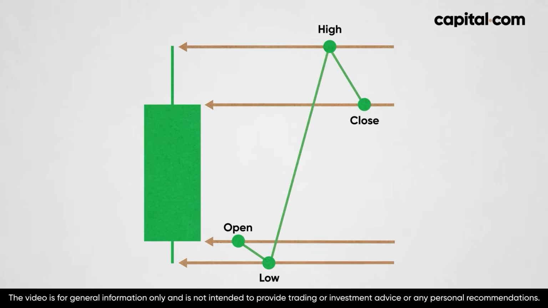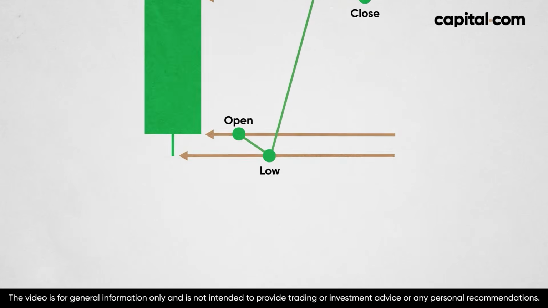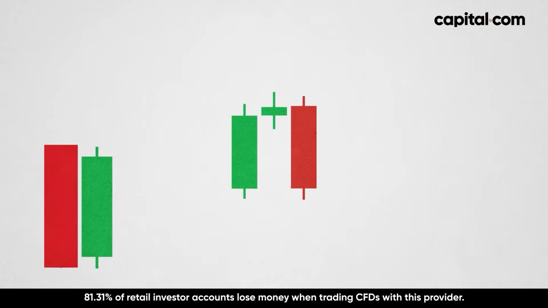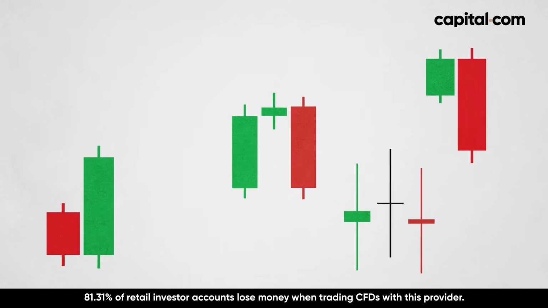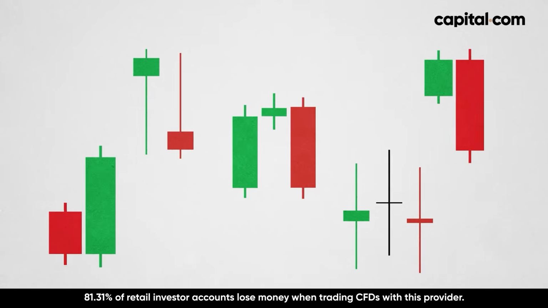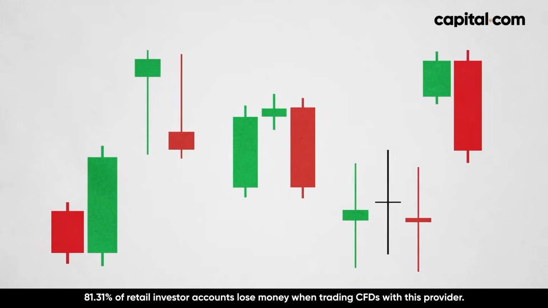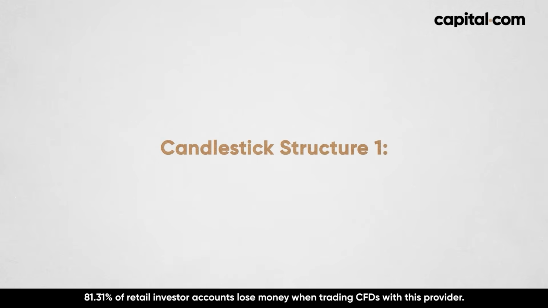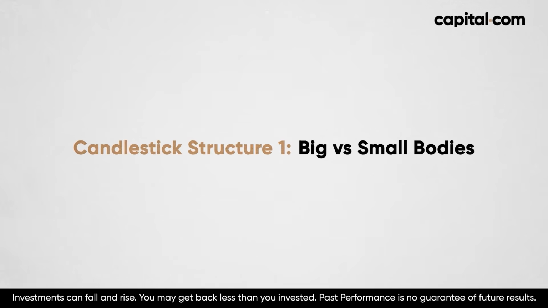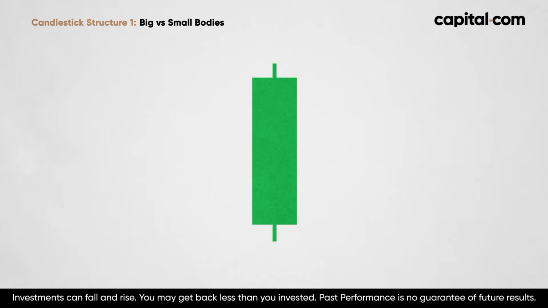So now that we understand how to read a candlestick, let's break down the different candlestick structures that can form on a chart. And make sure you pay close attention to this, because this is essential for understanding the patterns later on. Candlestick structure 1. Big versus small bodies. The body of a candlestick can tell you the strength or weakness of buyers and sellers.